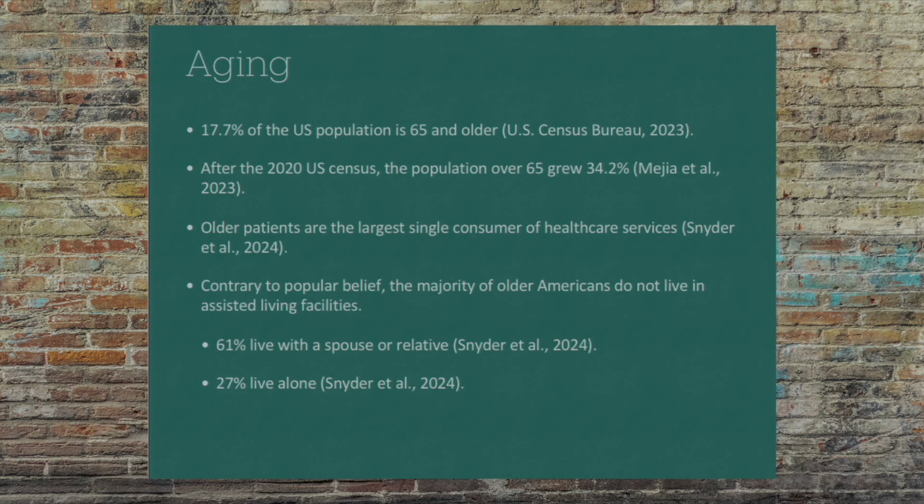The elderly population in the United States is growing and represents roughly 17.7% of our US population. After the 2020 US census, the population of older patients over age 65 grew 34.2%. This is largely attributed to the aging baby boomer generation born between 1946 and 1964. Older patients are also a large consumer of healthcare services. They can be responsible for 30% of outpatient services. This includes utilization of EMS, and they are responsible for about 30% of emergency room visits.